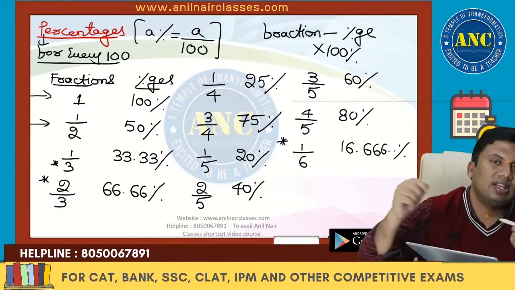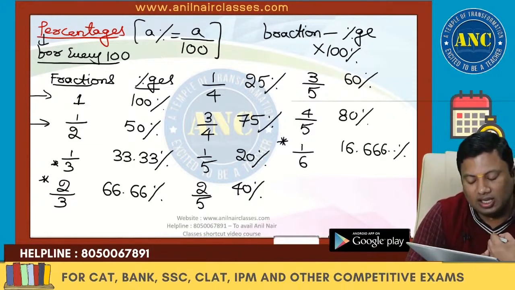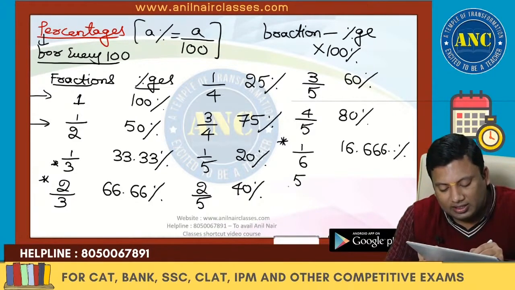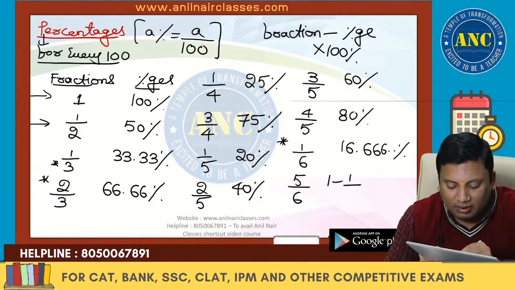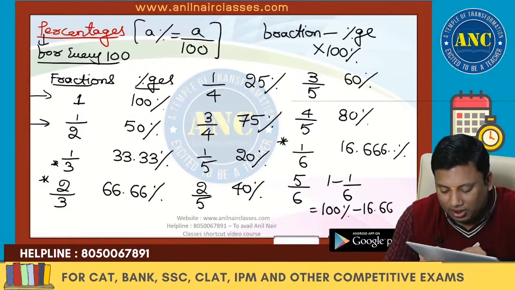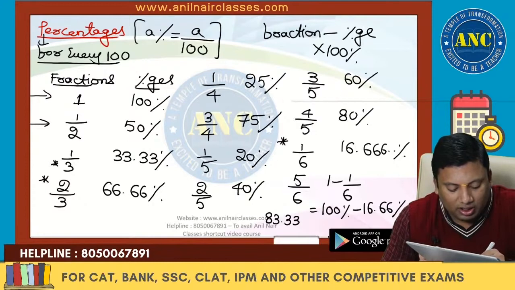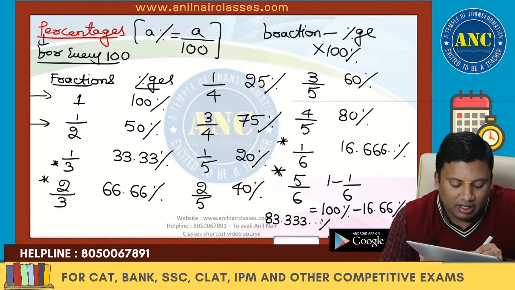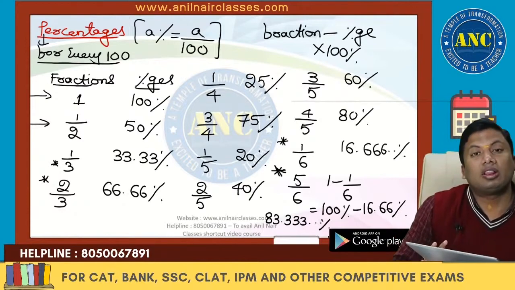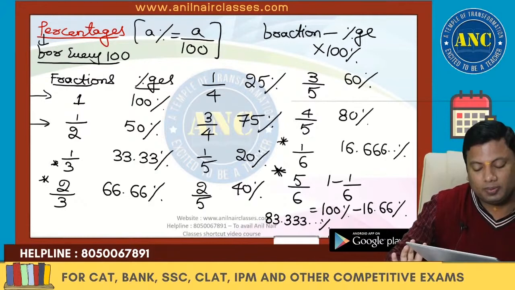2 by 6 is 1 by 3. 3 by 6 is 1 by 2. 4 by 6 is 2 by 3. 5 by 6 is nothing but 1 minus 1 by 6. 1 is 100 percentage. This is 16.66. This is nothing but 83.33333 percentage. Anything where I am keeping a star mark is nothing but a recurring decimal. I will come to the point after I explain everything.